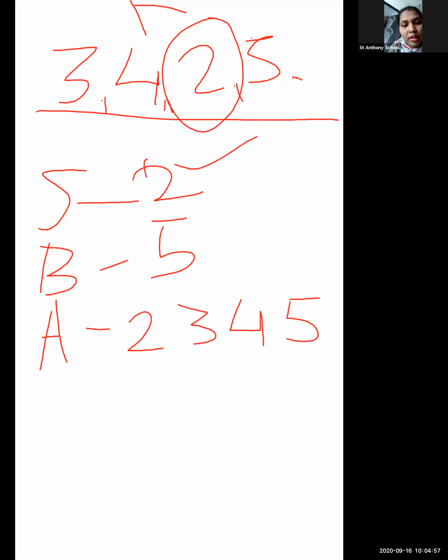Now descending order. I said it's the opposite of ascending order, but what you can always keep in your mind is that when we write a descending order, we write the bigger number to smaller number. That is the definition of descending order.